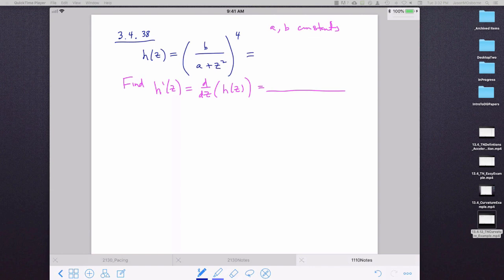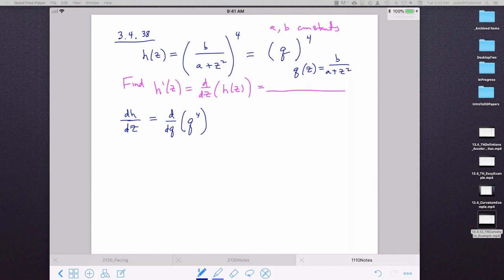Okay. So the question you have to ask yourself before you start these derivative problems is, what rule are you going to use? Do you see this as something to the 4th power? I do. I see this as q to the 4th power, where q is a function of z. It's b over a plus z squared. I'm going to split this into 2 parts. Okay, and therefore the derivative of h with respect to z is the derivative with respect to q of q to the 4th power. That's the derivative of your outer function.